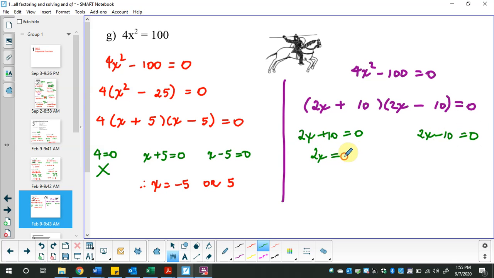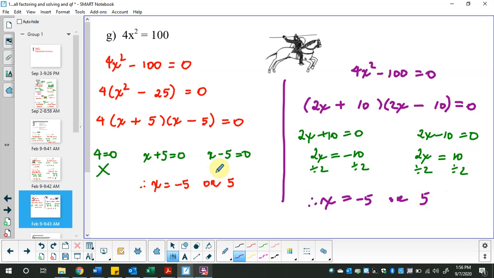Take the 10 across, divide by 2, take the 10 across, divide by 2, and we end up with x equals negative 10 divided by 2, which can actually be done. 10 divided by 2 can actually be done, and we get the same answer. Ta-da! Those are the most correct ways of doing it.